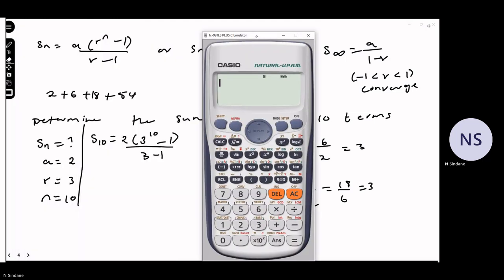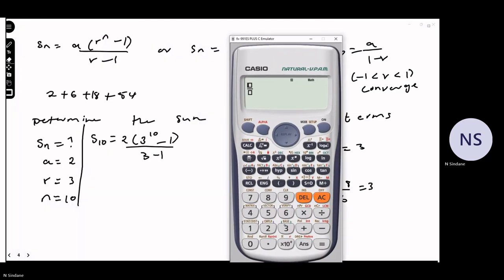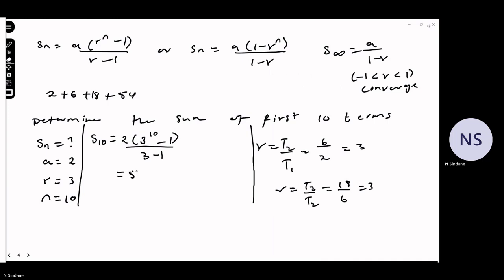Okay, this is 2 times (3 to the power 10 minus 1), close bracket, then divided by 3 minus 1. I'm getting 59048. Let's check the other one.